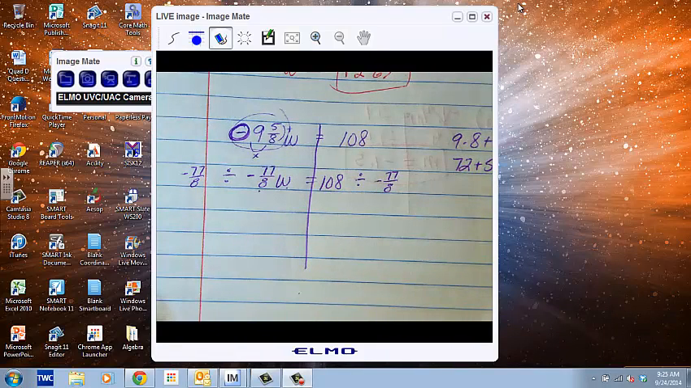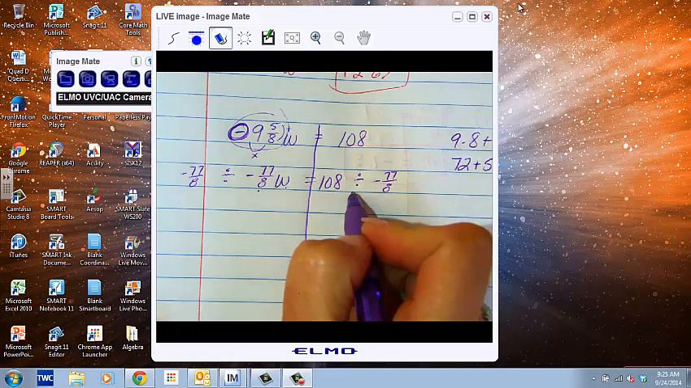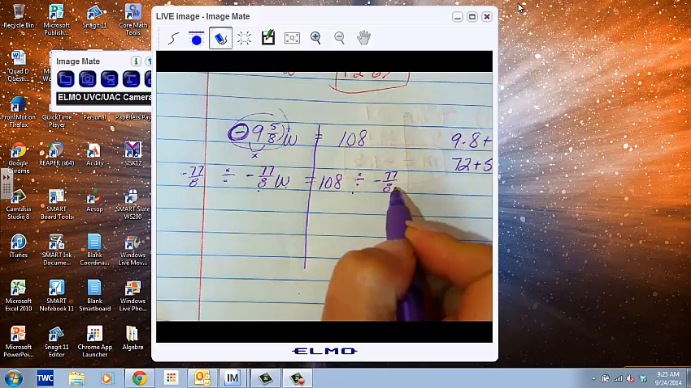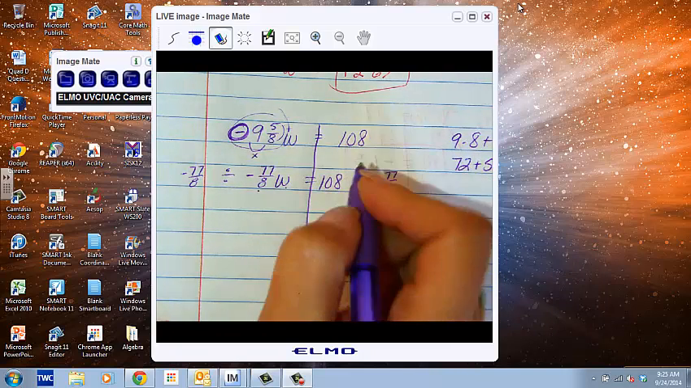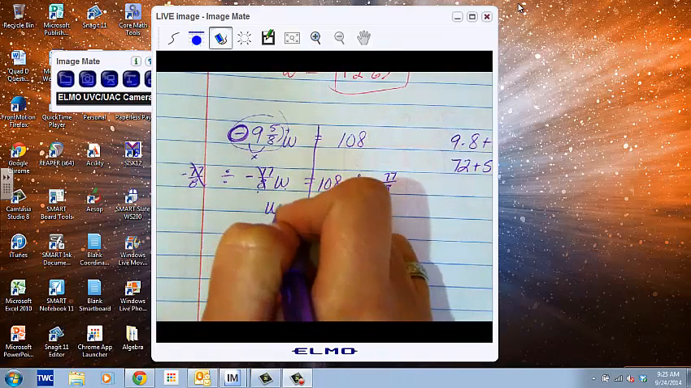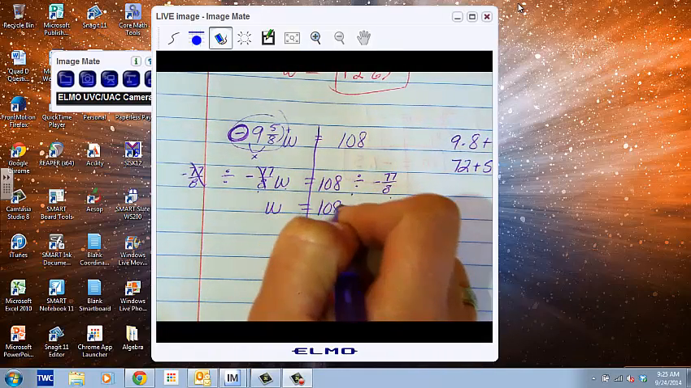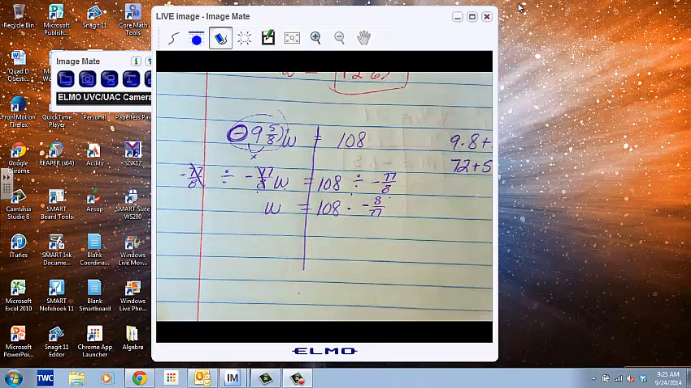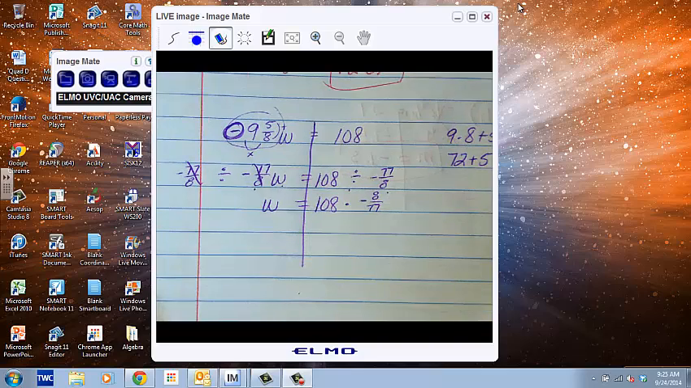In order to do that, instead of dividing by this fraction, I'm going to multiply by its reciprocal. I'm going to multiply by its inverse. I'm going to flip this fraction. So what I'm really going to do to get rid of this is I'm going to take W equals, I'm going to take 108 times a negative 8 over 77, because I'm going to flip that fraction.